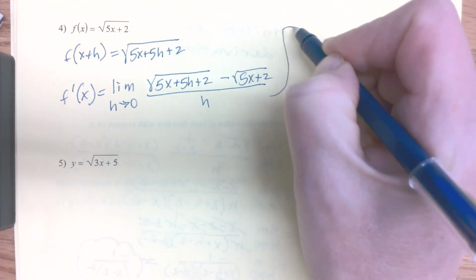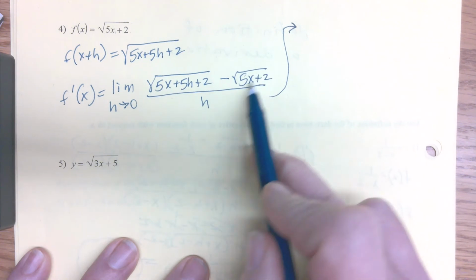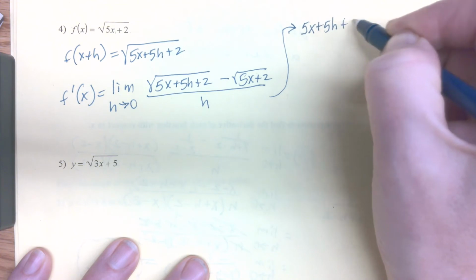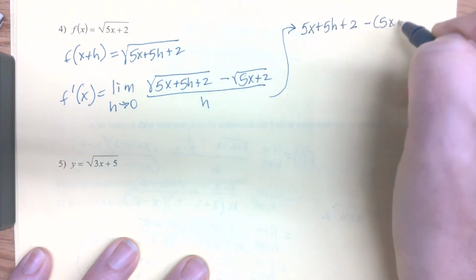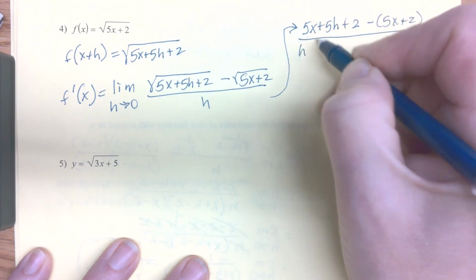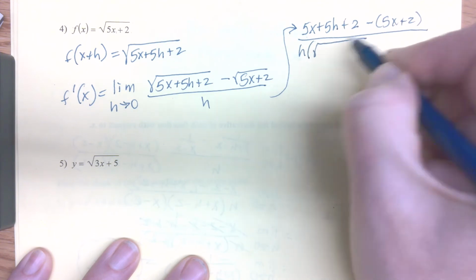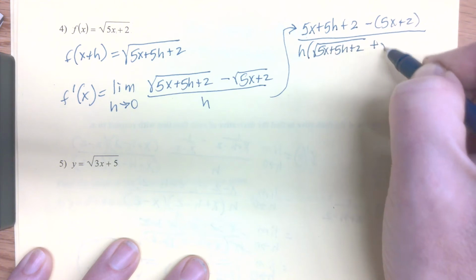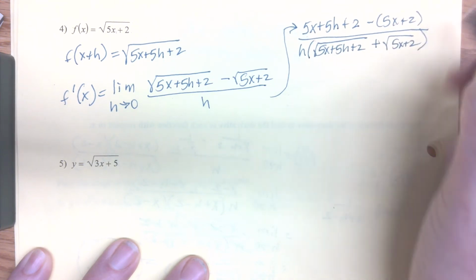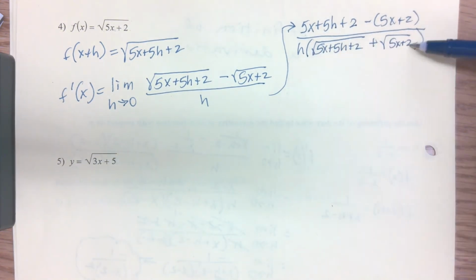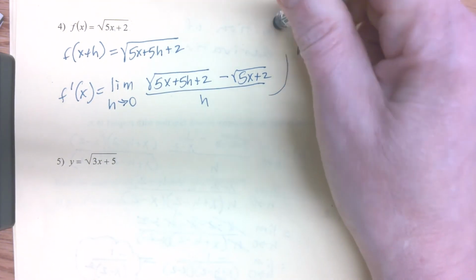So when I do that, what happens is on the top, it gets rid of the radical, but then on the bottom, I will have that whole thing, square root of 5x plus 5h plus 2 plus the square root of 5x plus 2. So it still is kind of that ugly thing on the bottom. But again, this thing right here is what I'm multiplying the top and the bottom by. And in doing that, it's going to get rid of those radicals in the top.